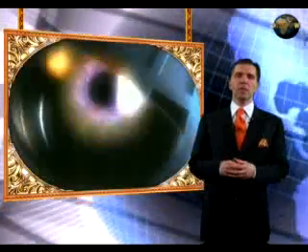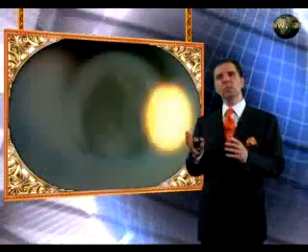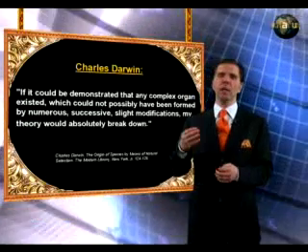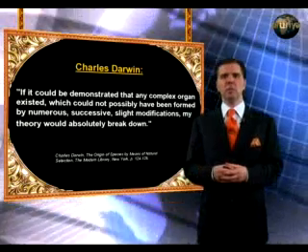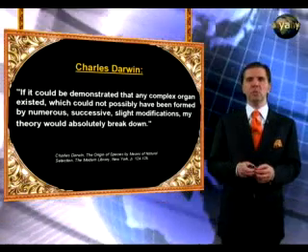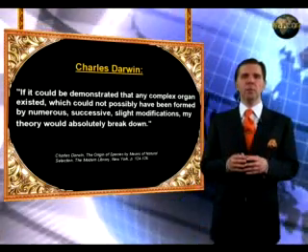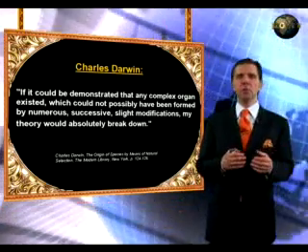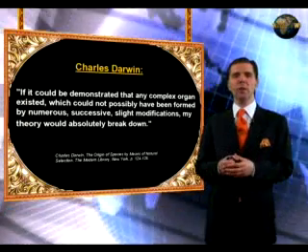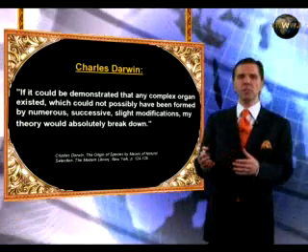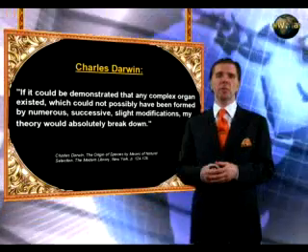As you know, Charles Darwin is the founder of the theory of evolution. Charles Darwin gives us the most concrete criteria to falsify his theory, actually. In his book, Origin of Species, Charles Darwin said, "If it could be demonstrated that any complex organ existed, which could not possibly have been formed by numerous successive slight modifications, my theory would absolutely break down."